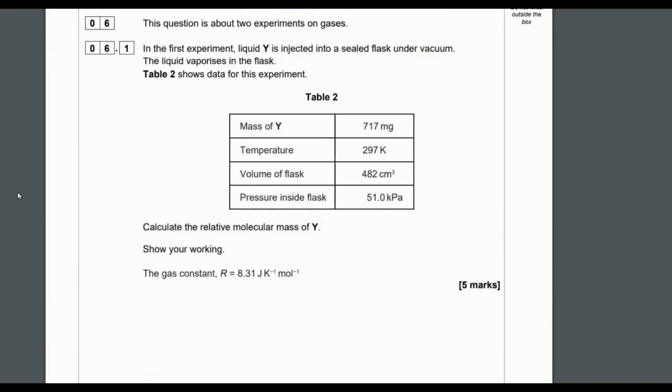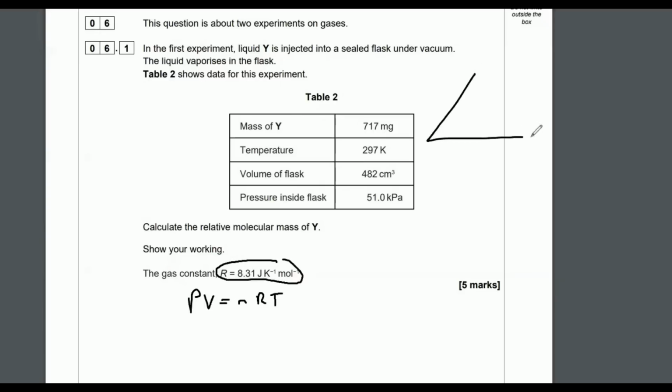Okay, question 6. This question is about 2 experiments on gases. In the first experiment, liquid is injected into a sealed flask under vacuum. The liquid vaporizes in the flask. Table 2 shows the data. So straight away, the fact that you've been given R equals 8.31, it tells me we're doing the ideal gas equation because they're giving us the gas constant.